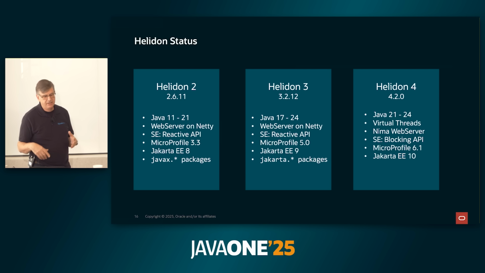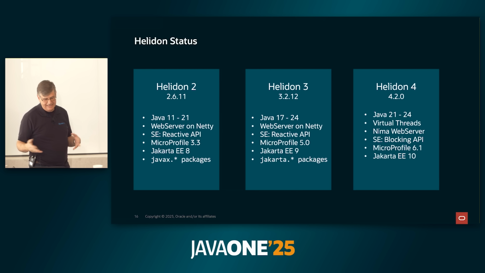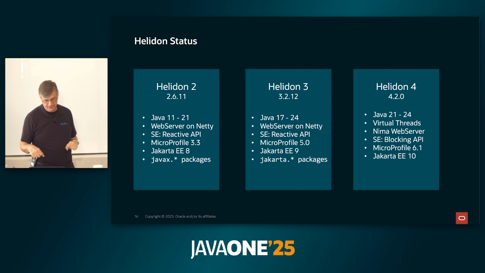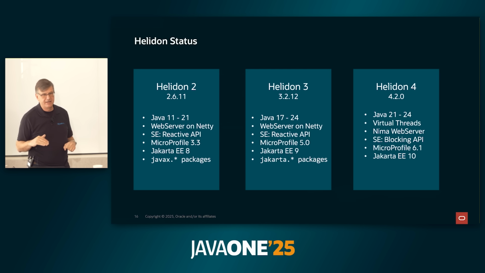Helidon 3, we raised the baseline Java version to Java 17. Web server still based on Netty. The SE APIs were still reactive, asynchronous APIs. And we bumped up to Jakarta EE9. In Helidon 4, that was our big rewrite. Once again, we moved the baseline Java version to Java 21 so we could depend on virtual threads and adopt virtual threads.